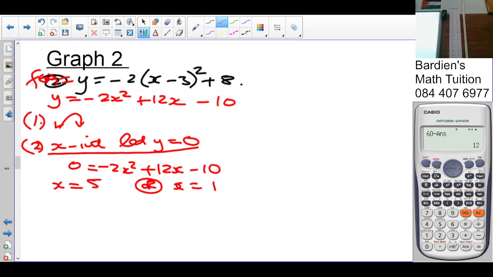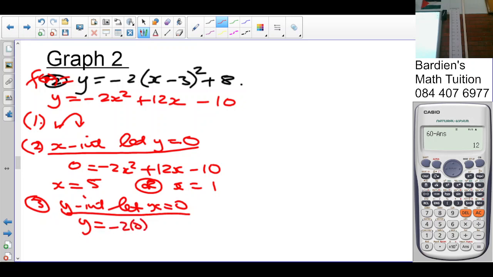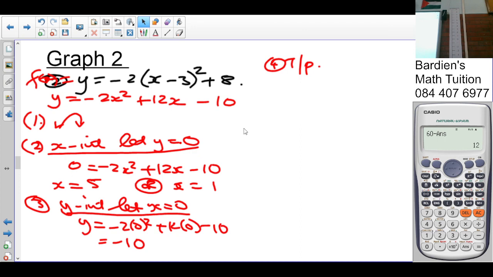You put it properly into your calculator now. You all okay with that? Thirdly, y-intercept. What do you do for y-intercept? We let x equal to 0. So y is equal to negative 2 times 0 squared plus 12 times 0 minus 10, which is negative 10. You all with me there? I'm sure you are busy now with the turning point. I'll give you another minute to sort that out.